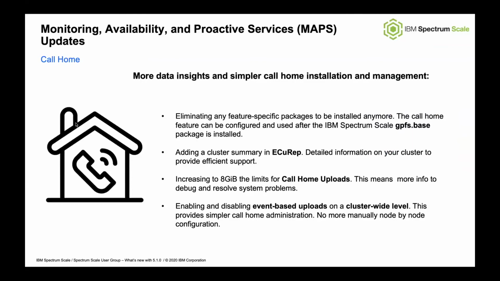That's simple. With Spectrum Scale 5.1.0, you can get more detailed information on your cluster at a glance with a new cluster summary in ECuRep. This summary will help you improve the understanding of your own system, identify points of inefficiency, and help us solve the problems that you are facing. The limit of Call Home upload has also been increased. Previously it was 2 gig. Now it's 8 gig. That means more data that can be analyzed to help you improve the operation and solve your problems.